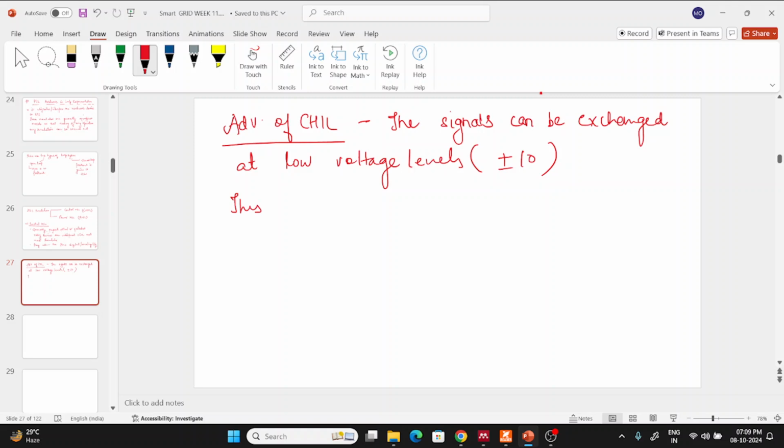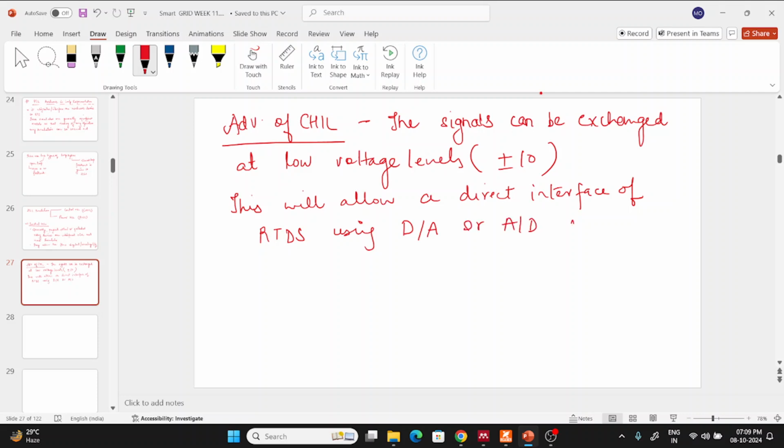इससे क्या होता है कि लो वोल्टेज लेवल्स पे जब एक्सचेंज होता है, this will allow a direct interfacing of RTDS, real-time simulators using digital to analog or analog to digital converter.